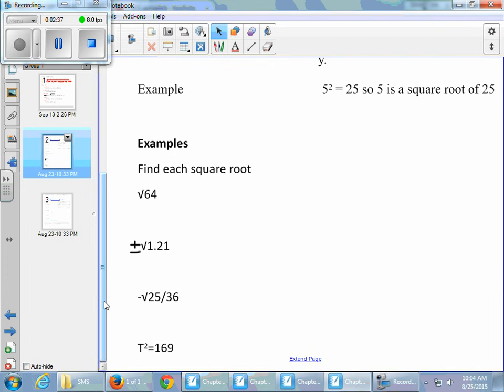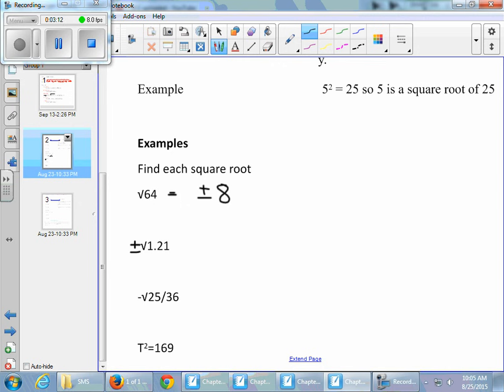What number times itself would get us 64? That would be 8. 8 times 8 is 64. That would be a perfect square. Also, you should know that the answer should be plus or minus 8, because a positive 8 times a positive 8 gets us 64, but also a negative 8 times a negative 8 also gets us 64. Keep that in mind. On square roots, answers could be plus or minus, as well as cubed.